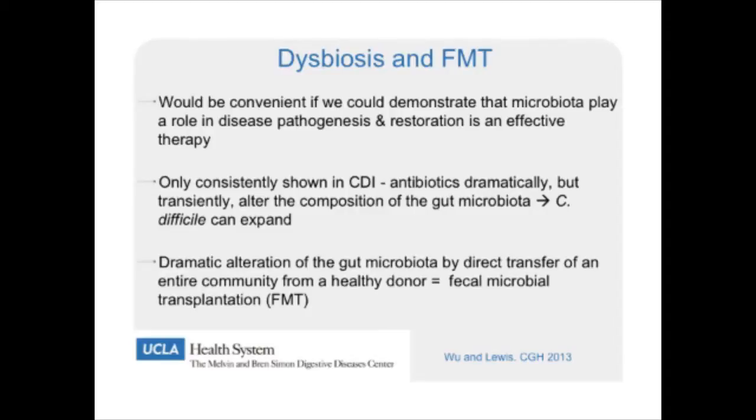It would be ideal if we could demonstrate that if we killed a huge percentage of flora in our gut and then developed some sort of infection, we could reinstitute healthy bacteria into the gut and cure that infection, a one-to-one correlation. This hasn't been shown consistently in other diseases, but it has in Clostridium difficile infection. If there's one take-home point when we talk about FMT, it's that in recurrent Clostridium difficile infection, fecal microbial transplantation can be an effective treatment.